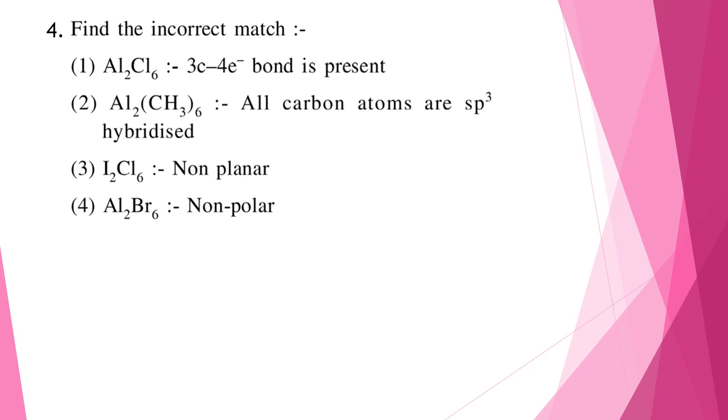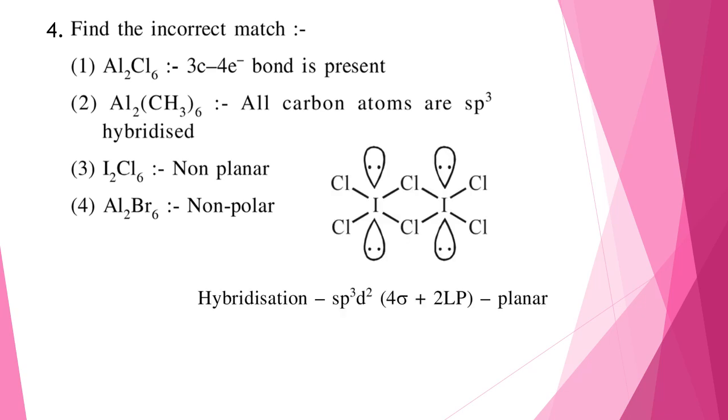Then I2Cl6 is non-planar. No, it is not correct because I2Cl6 is sp3d2 hybridized, that is 4 sigma and 2 lone pairs, and it is planar. And let's see the fourth option, Al2Br6 is non-polar. Yes, it is non-polar. So we have to find the incorrect match. So the correct answer here will be option 3.